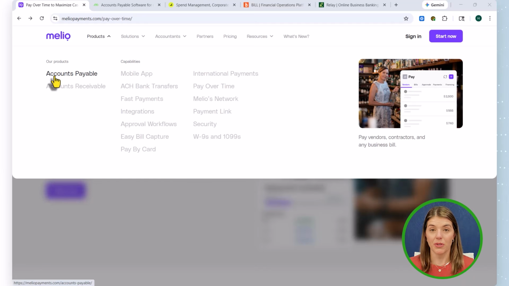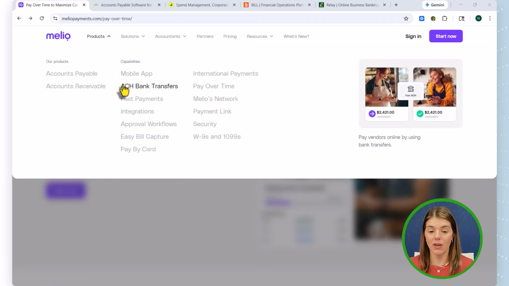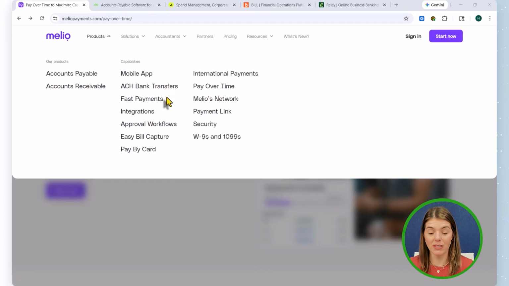So one of the things I really like about Melio is it gives you a lot more flexibility in how you pay your bills. It does have ACH transfers, but you can make faster payments as well. It also has the ability to pay over time. So maybe you have a bill that is very important for the operations of your business and you need to pay the vendor because maybe they have stricter terms, so they can get started on work. But for you, you need to spread out that cash flow a little bit further.